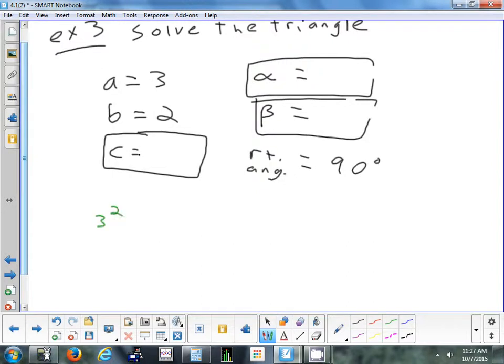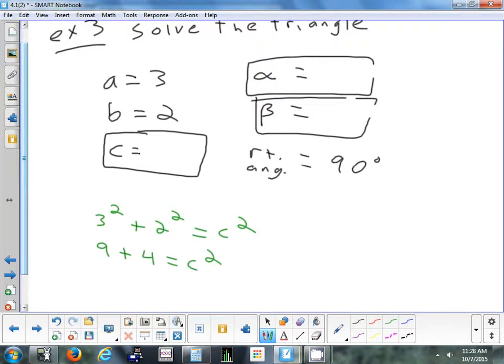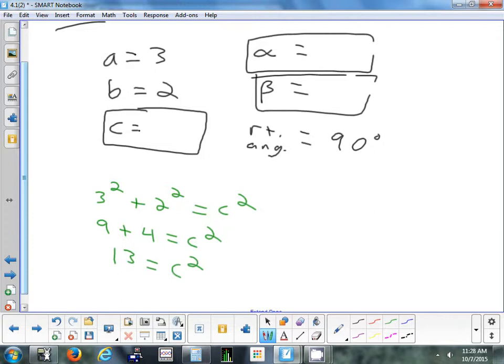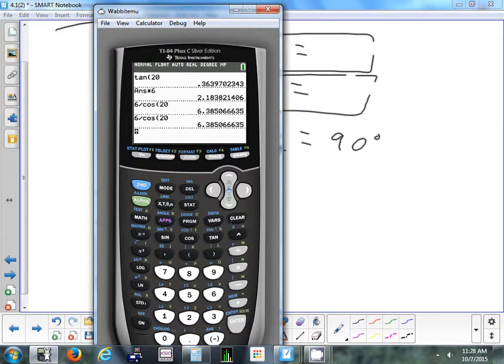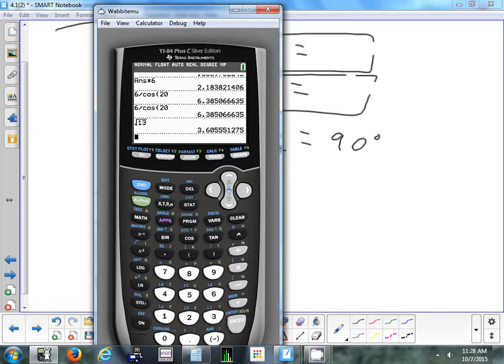Right, so we got a squared plus b squared equals c squared. 3 squared is 9. 2 squared gives me 4. C squared is 13. So what's C? Square root of 13. And let's just round it off. Yeah, for this, whenever you're finding the length of a side in a triangle, you can round it off. Okay? You can use a decimal, yeah.